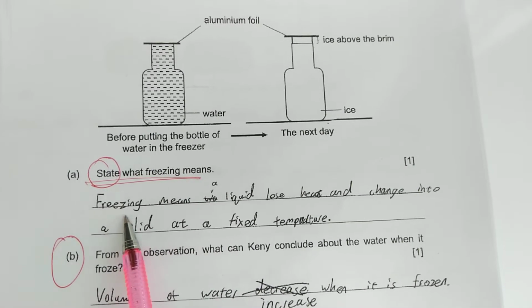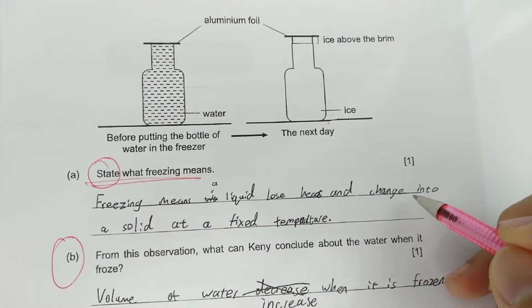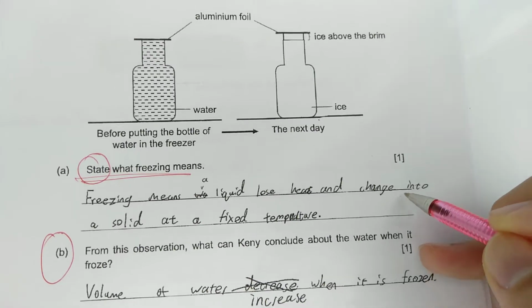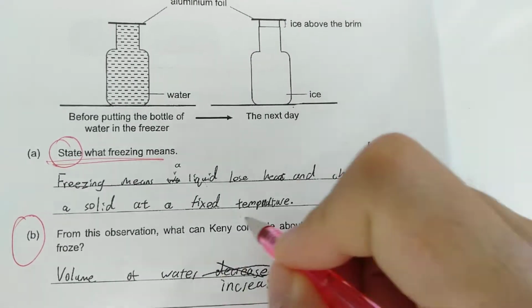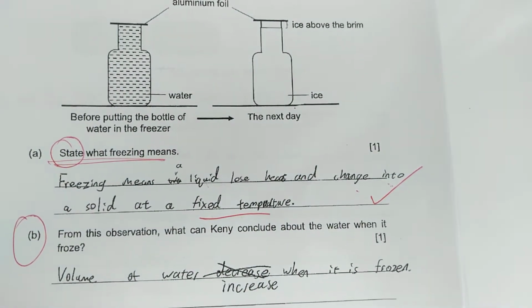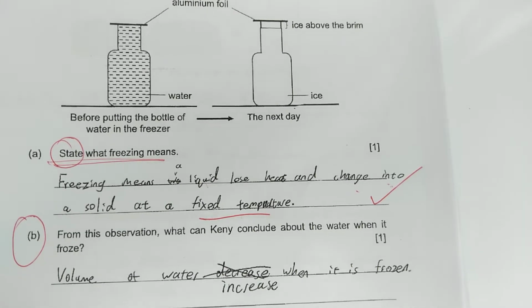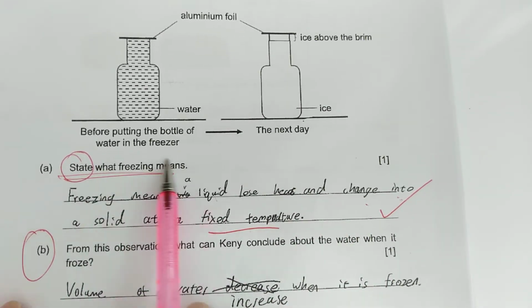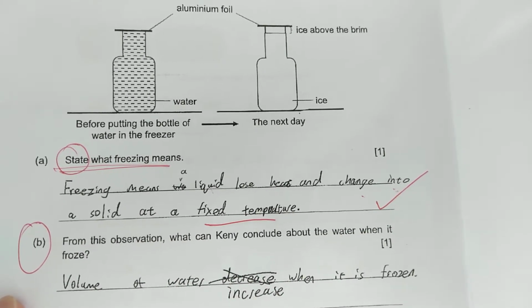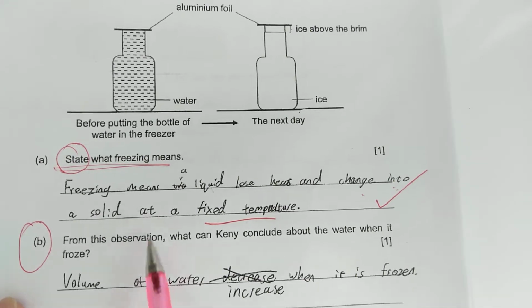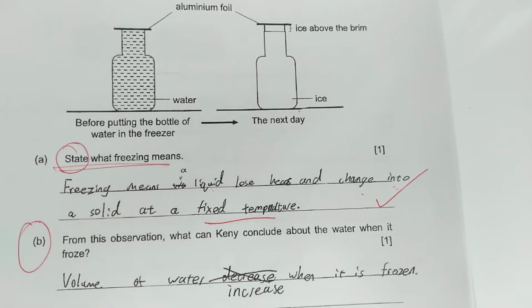So state what freezing means. Freezing means the liquid loses heat, correct, and changes state. Didn't mention state, okay. Change into a solid. So liquid to solid means change state, right? At a fixed temperature. Very good. They talk about the fixed temperature portion, because freezing happens at a particular, fixed temperature for a different liquid. For water, it's at 0 degrees Celsius. But here, there's no mention it's about water. It's just state what freezing means. So I'm very glad this answer is a very generic answer that didn't talk about 0 degrees Celsius only. If you talk only about 0 degrees Celsius, your teachers will have a headache deciding whether to give you any marks or not. So if the answer is freezing happens at 0 degrees Celsius, that is wrong.